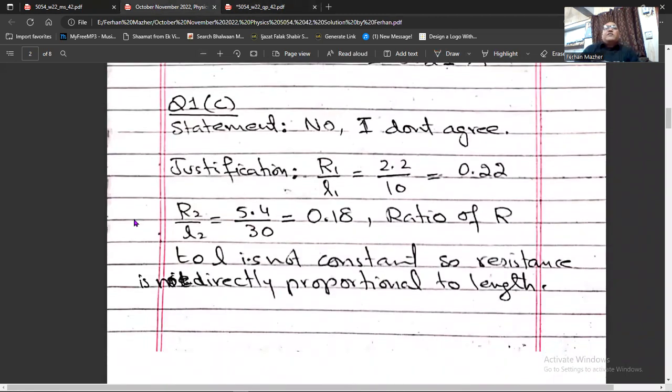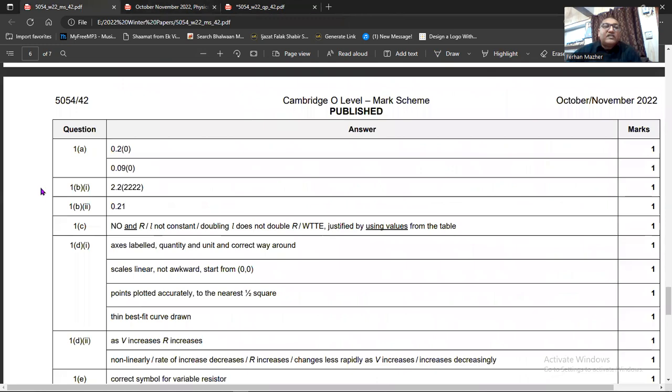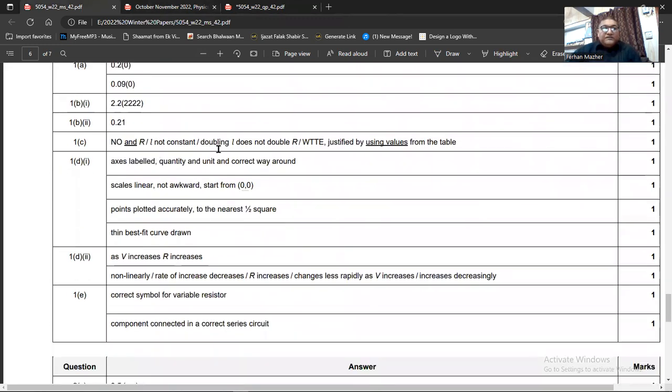Justification is R1 by L1 is equal to 2.2 divided by 10, that is 0.22. And when you do R2 by L2, that is 5.4 divided by 30, that is 0.18. You see the ratio is not same. Here it is 0.22, here it is 0.18. Ratio of the R to L is not constant, so the resistance is not directly proportional to the length. This is our answer. You see the ratio not constant. Our answer is right.